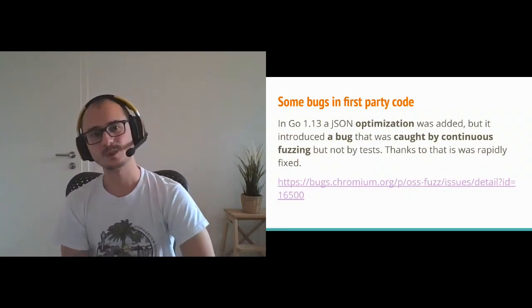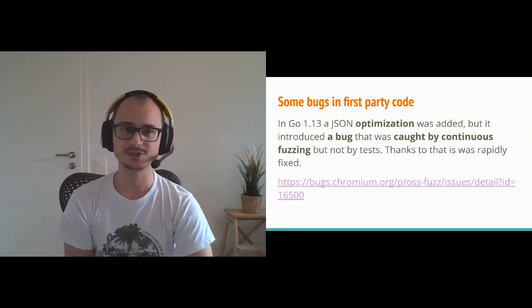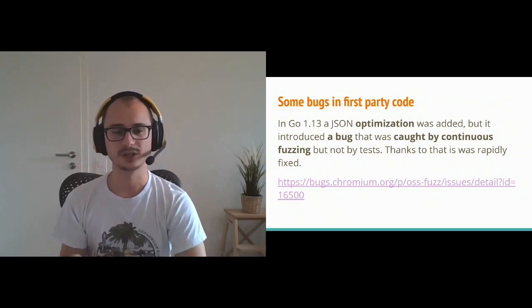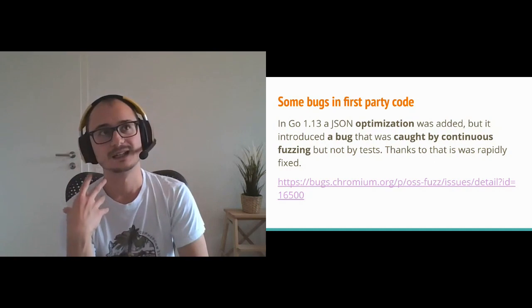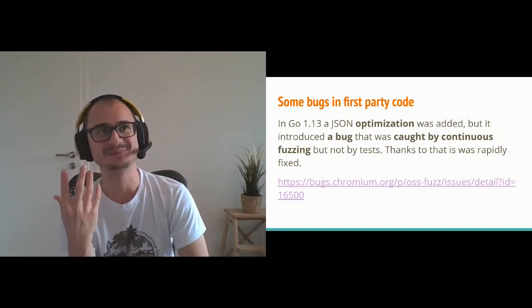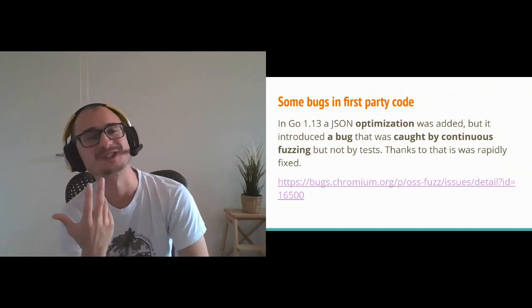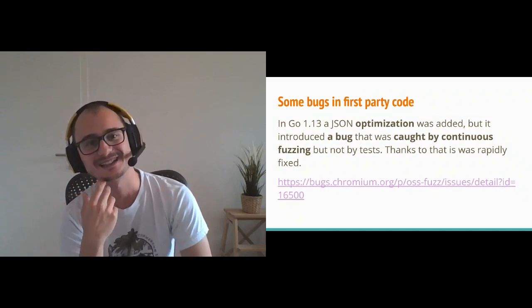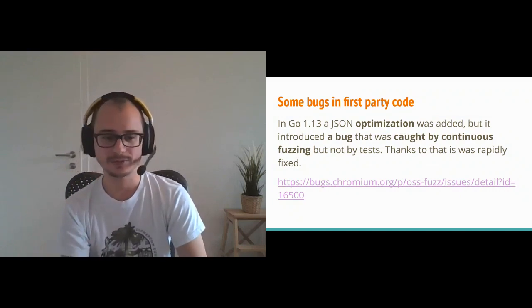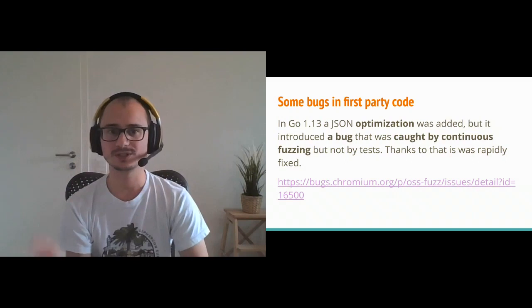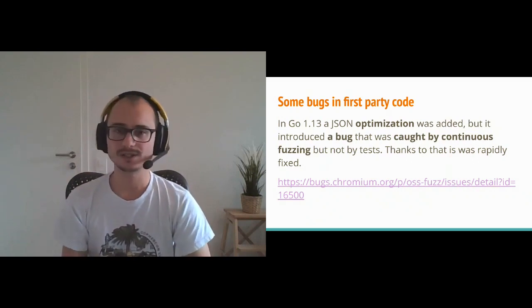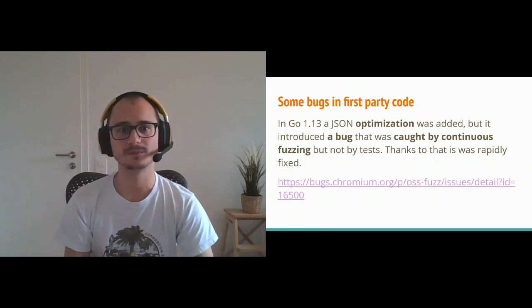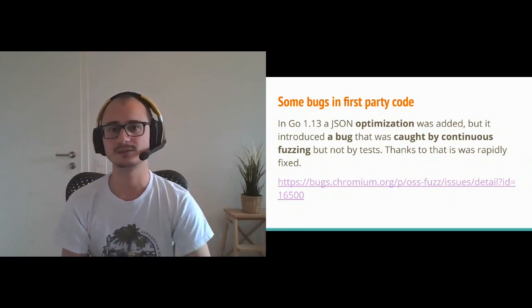So useful that when Go 1.13 released a new version, there was an optimization in the JSON package, which caused a panic, in a nice way. I say nice because it was almost impossible to find otherwise. And it was found before Go 1.13 was widely adopted. So this spared a lot of pain in the community because just continuous fuzzing found the issue. So even the Go standard library is using fuzzing.